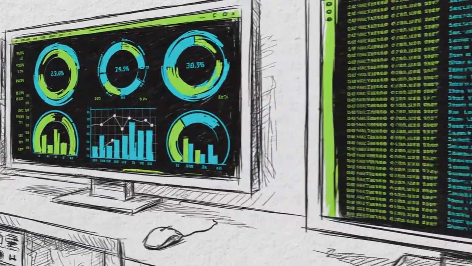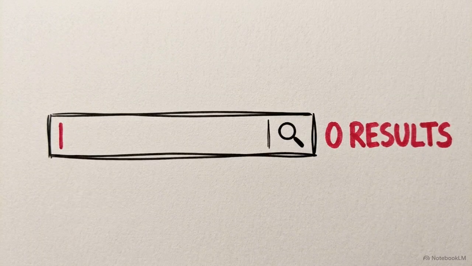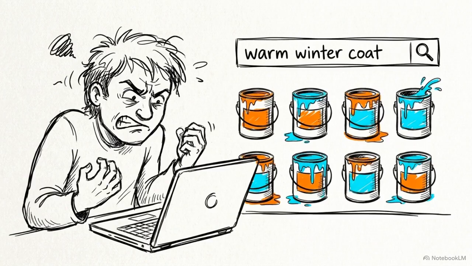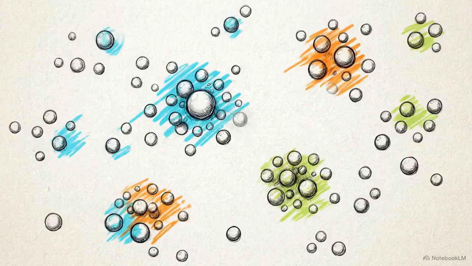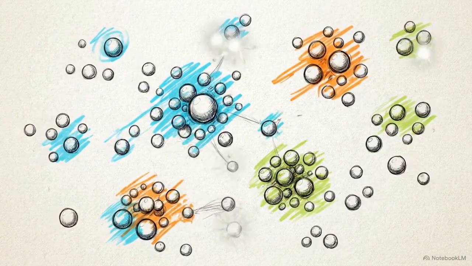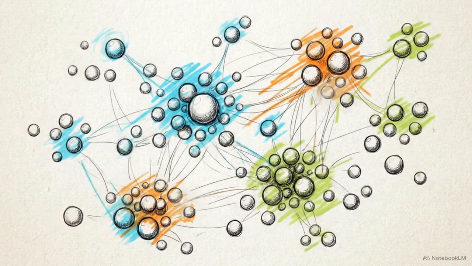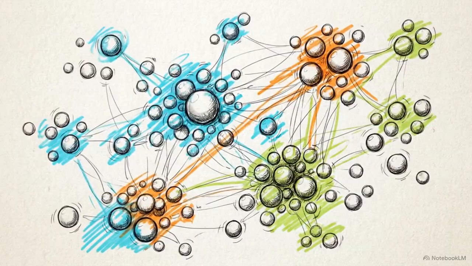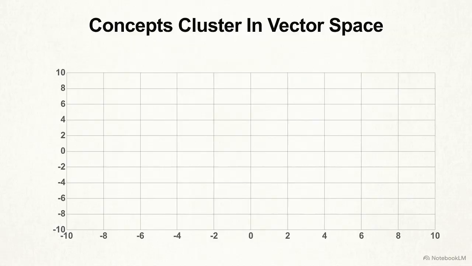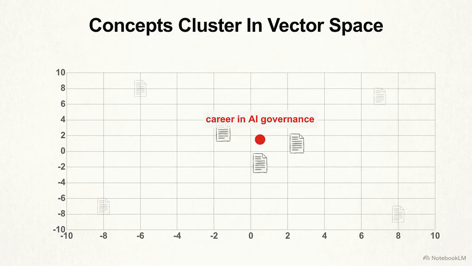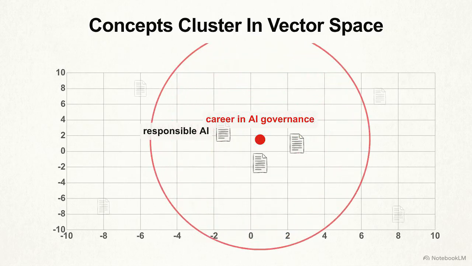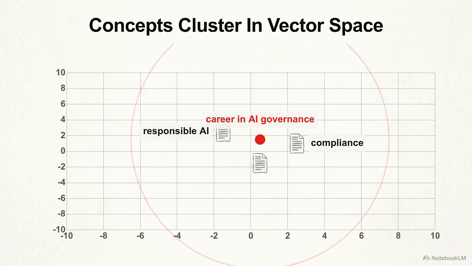Traditional keyword matching has a hard limit. If the specific words do not match, the engine cannot account for the user's actual intent. This is solved by vector search. Text is mathematically converted into embeddings, numerical representations of semantic meaning rather than just character strings. Natural language queries map to this dimensional space. A search for career in AI governance finds conceptual matches like responsible AI or compliance, even without matching keywords.